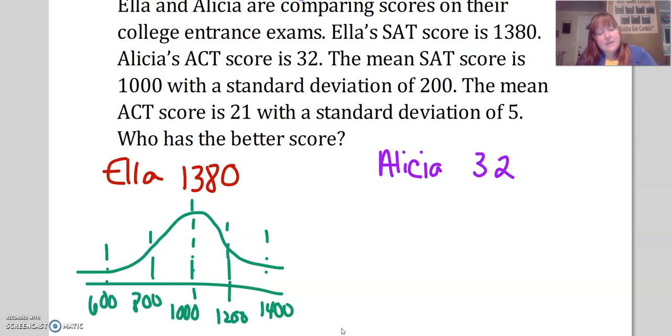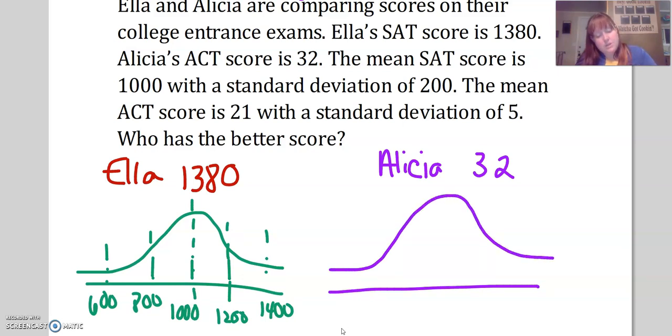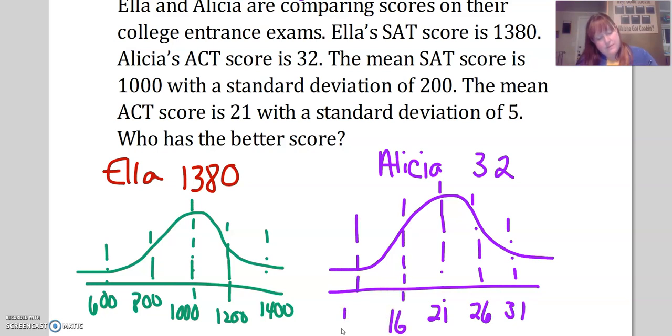Now let's think about a standard or a normal curve for Alicia, for the ACT. The ACT has a mean of 21 with a standard deviation of 5. So that means 26 goes here, 31 goes there, 16 goes there, and 11 goes here. Okay, so Ella sits right about here with a 1380, and Alicia sits right about here with a 32.